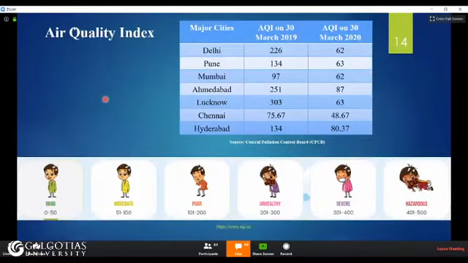When we are talking about these numbers, we also need to know what these numbers represent. To start with, it's good when we rate it 0 to 50, and then moderate, poor, unhealthy, severe, and hazardous. These are the 6 categories classified by the air quality index and the Central Pollution Control Board.